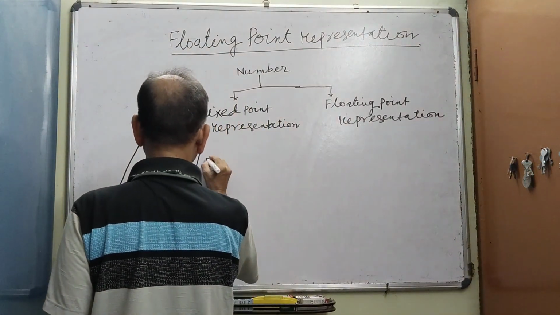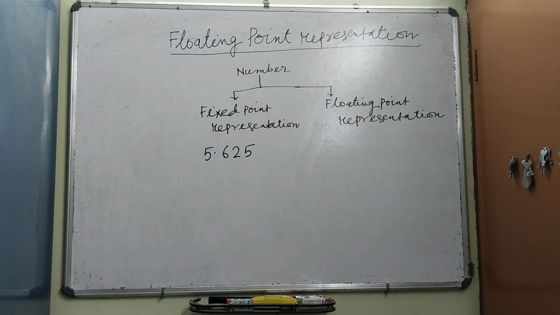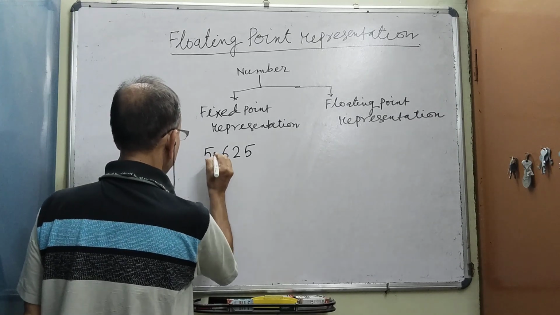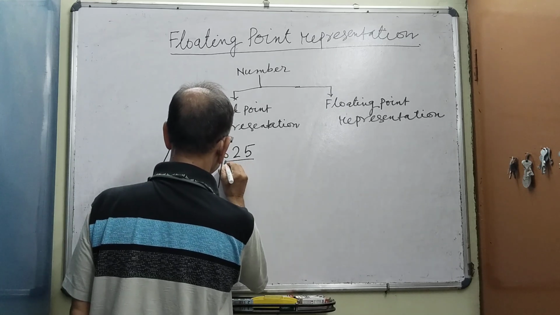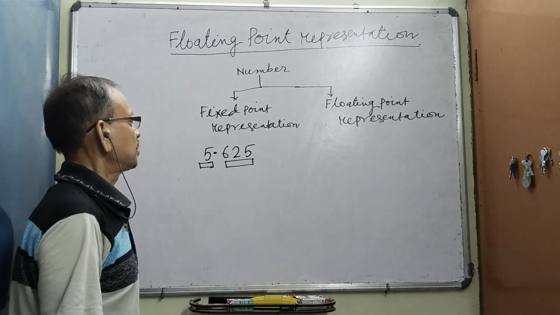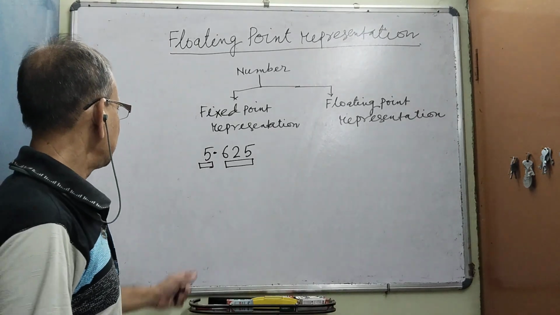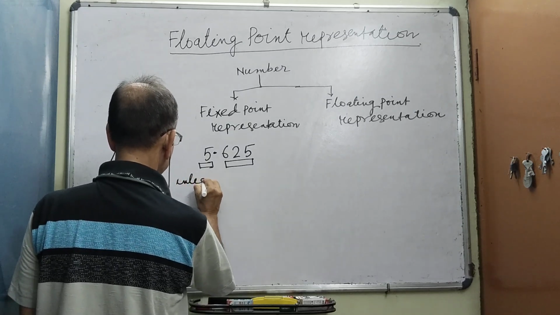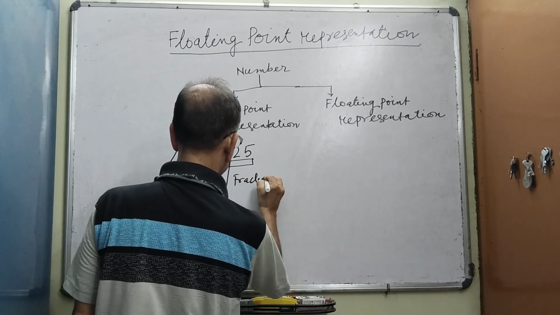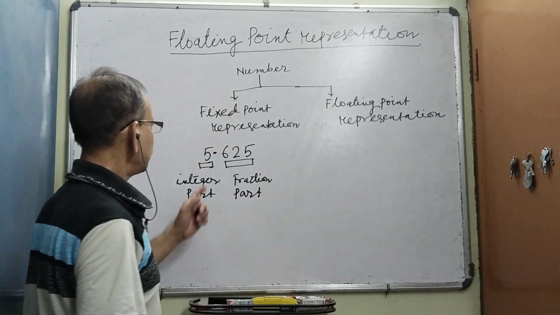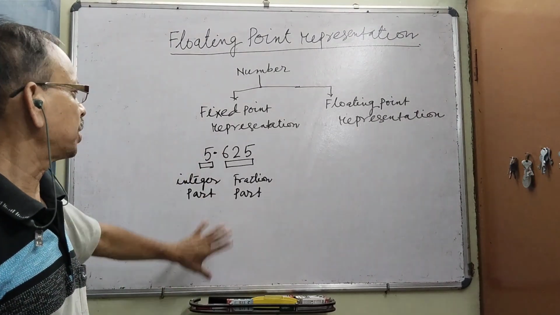Suppose if we write 5.625 a number. Here before the decimal place 5 is fixed, and after the decimal place 6 2 5, 3 position is fixed. This is known as integer part, and this is known as fraction part. Both integer part and fractional part, the number of bits are fixed in fixed point. There will be no change.